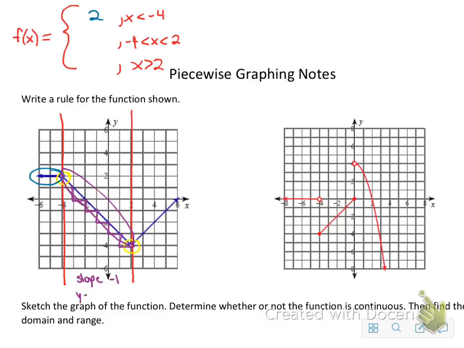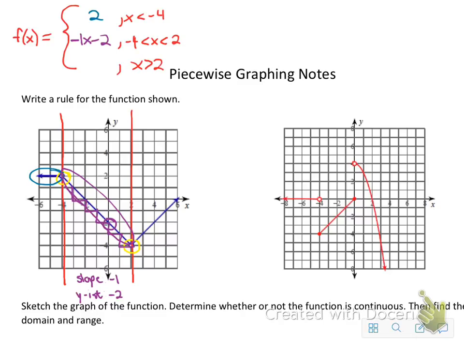Now we have the y-intercept. The y-intercept for this is going to be right here, so that's at -2. Well, if y equals mx plus b, then y will equal m, which is -1, x, plus our b, which was -2. And there's the equation.